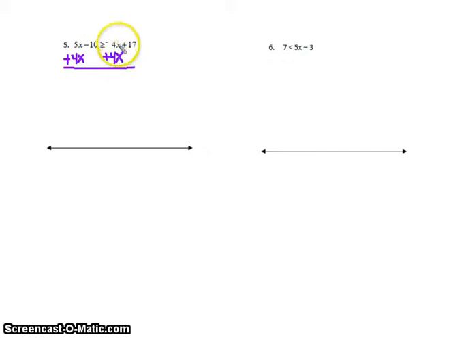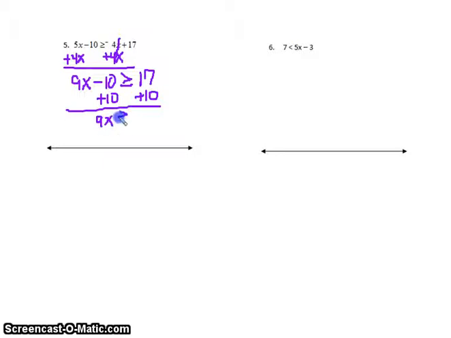A negative 4x and a positive 4x cancel out, and they leave me with 9x minus 10 is greater than or equal to 17. I then add 10 to both sides, and I get 9x is greater than or equal to 27. Working out beautifully. If I divide both sides by 9, then we are going to have x is greater than or equal to 3. I do not have any fireworks because I did not divide by a negative.